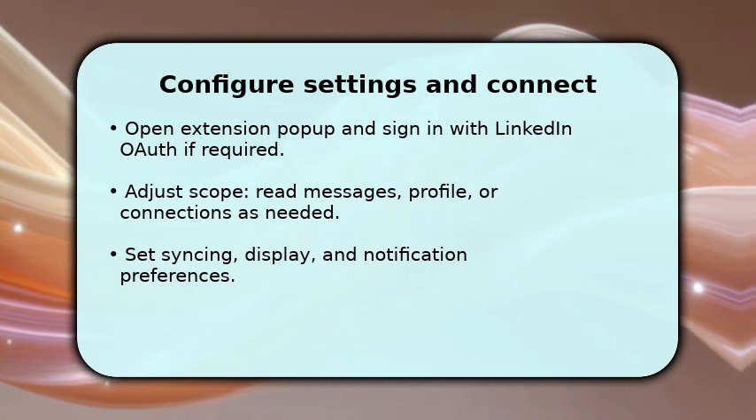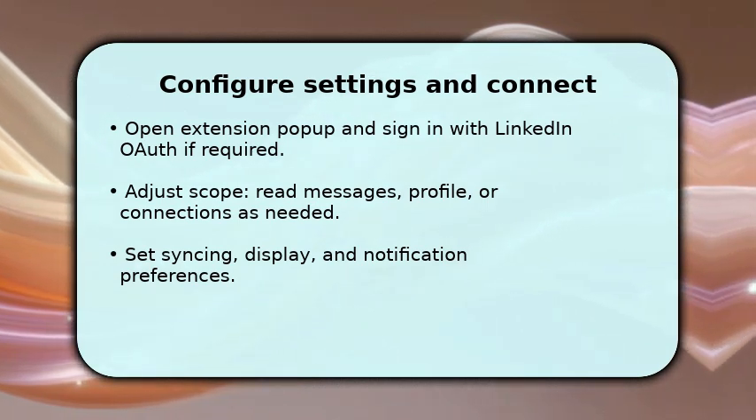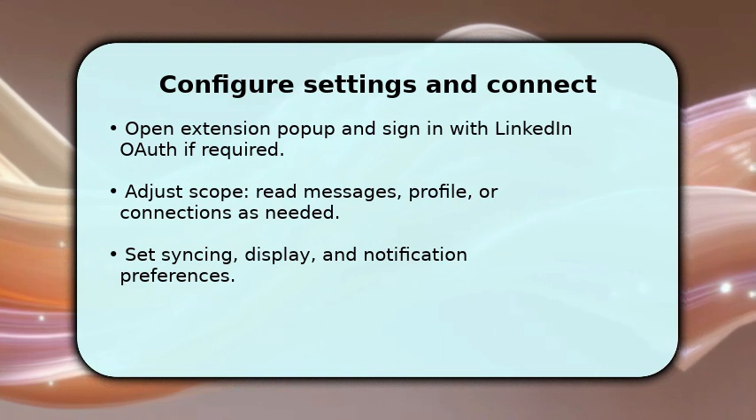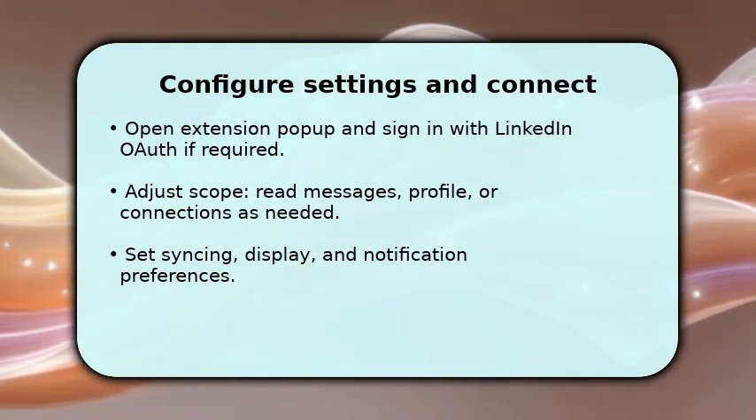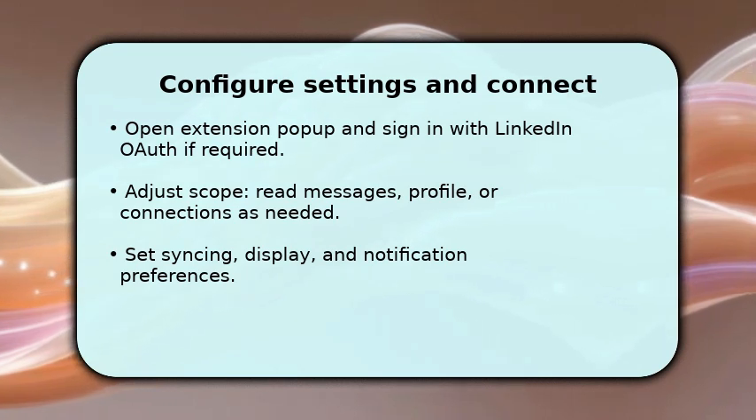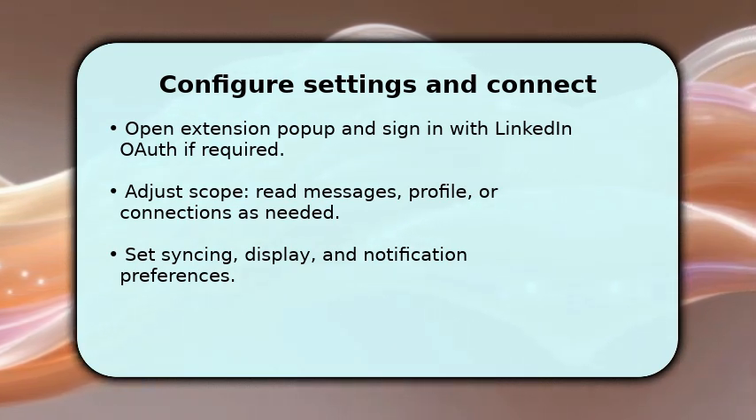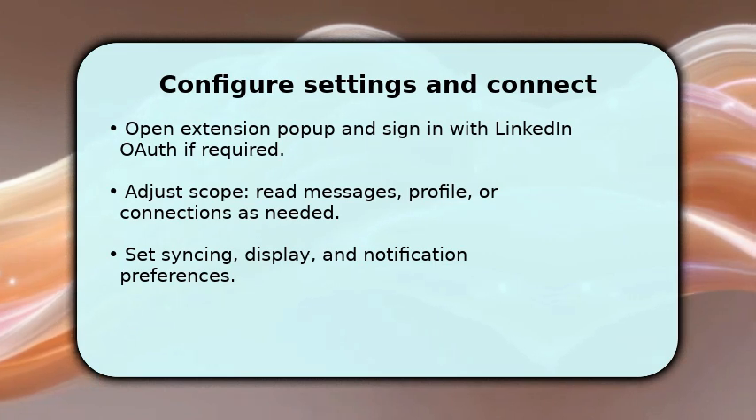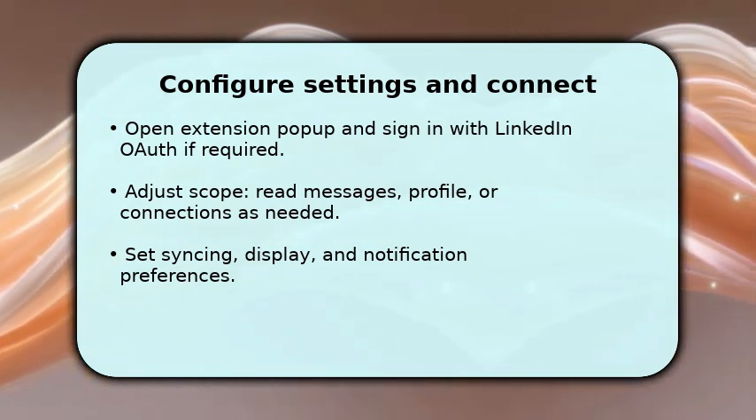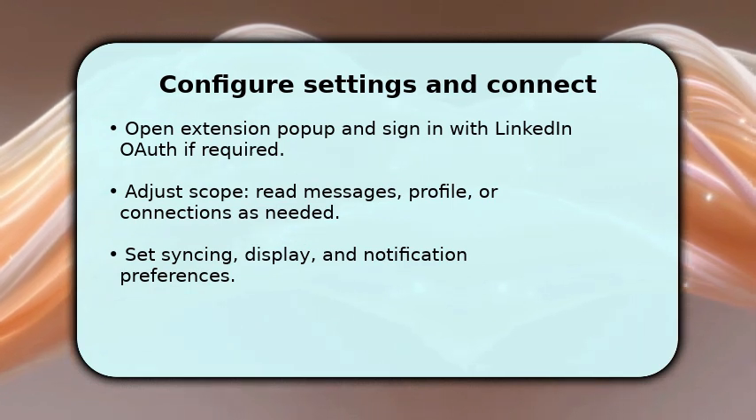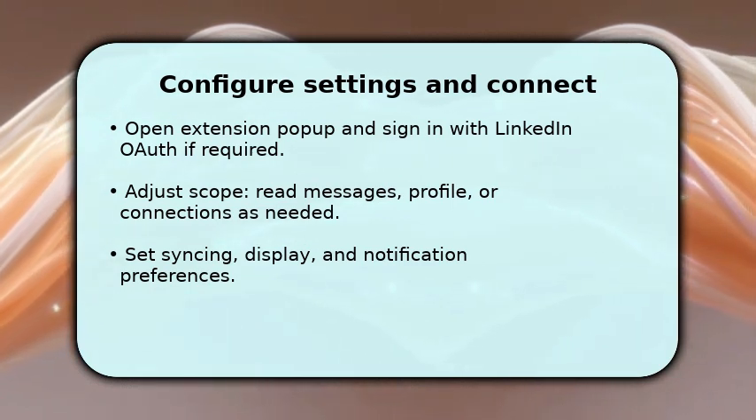Make sure to set the scope to only what you need: profile read, message access, or connection management, because less access reduces risks. Next, configure syncing intervals, notification types, and display options so the extension behaves predictably. If the extension scrapes data, set limits. Finally, test a basic action, like viewing a profile card, to confirm the connection and settings took effect.